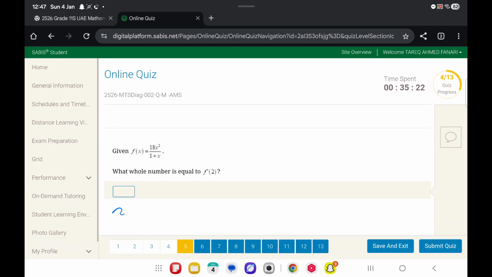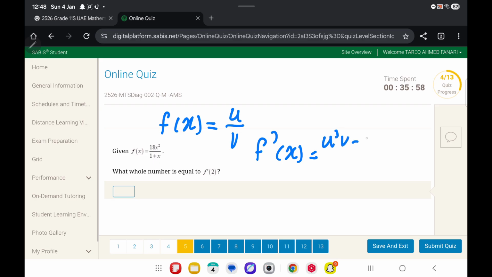Given this function, what whole number is equal to f prime of 2? Now, I believe calculators with derivative signs are allowed, so you can just do this on your calculator. But for those who don't have a calculator, this is easy. The rule when you have a fraction, u over v, is the normal definition: f prime of x is equal to u prime v minus v prime u over v squared.